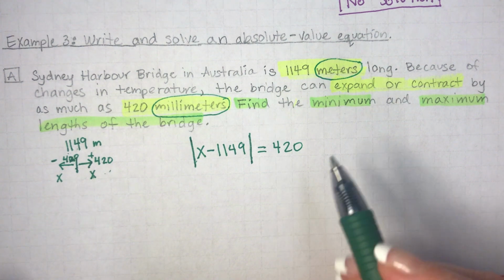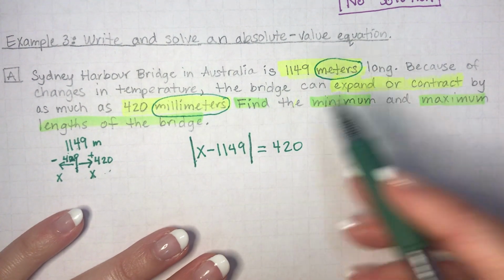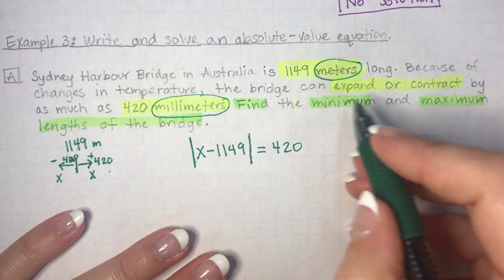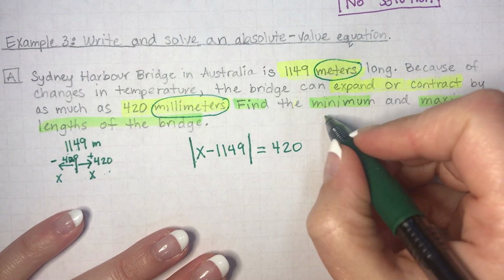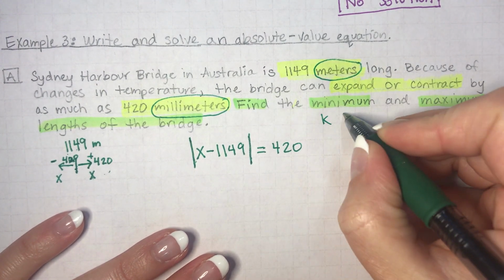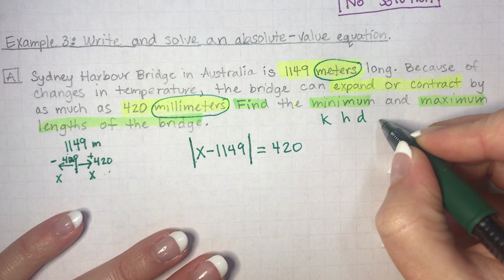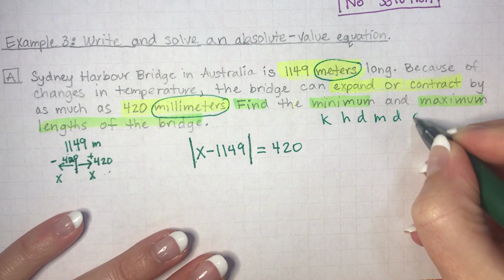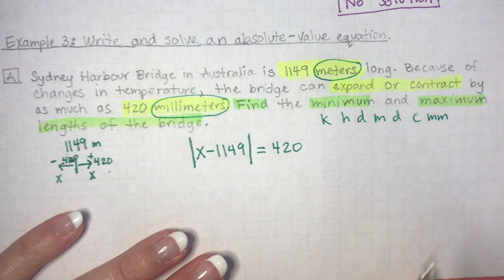I forget what it's called. The metric system, right? But this is the thing that helped me remember it all. I would say: kids have dogs, mothers drink cow's milk.